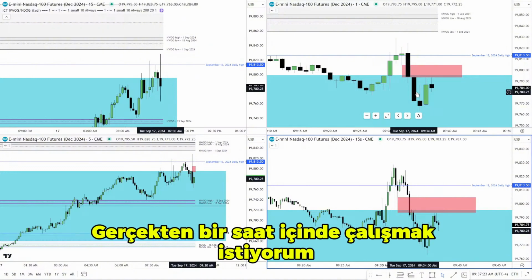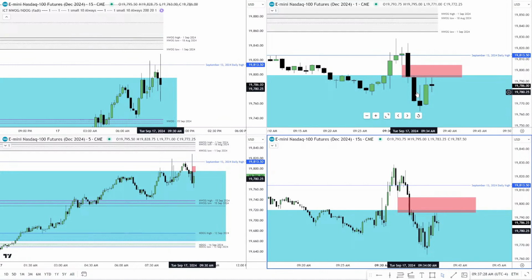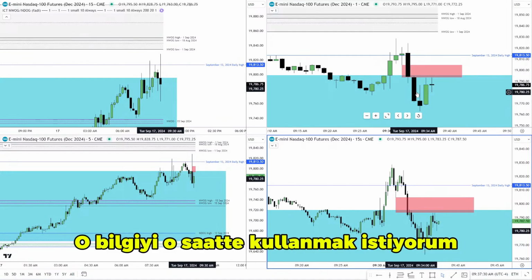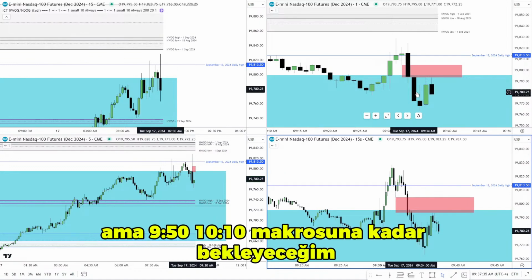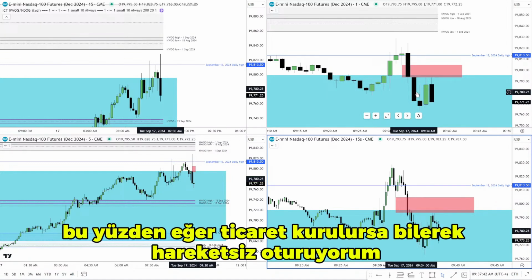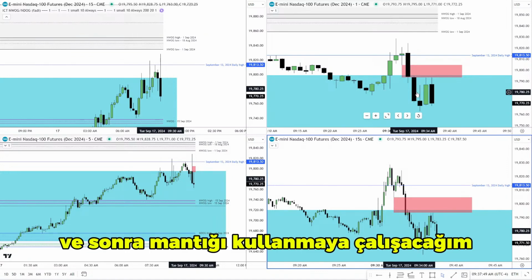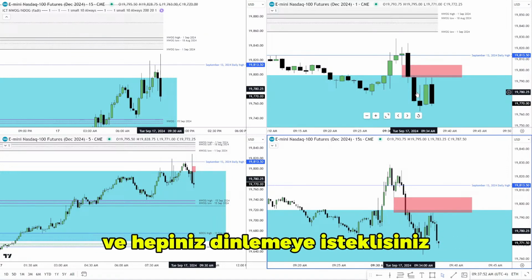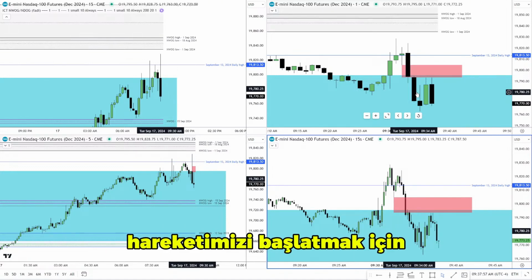I really want to work inside of the 10 o'clock hour for silver bullet. I want to use that information during that hour, but I'll wait till the 9:50, 10:10 macro. So I'm purposely sitting still. If the trade sets up, I'm going to let it go. The logic I'm trying to convey to Caleb and all of you willing to listen is how to get into a move that's already happened.